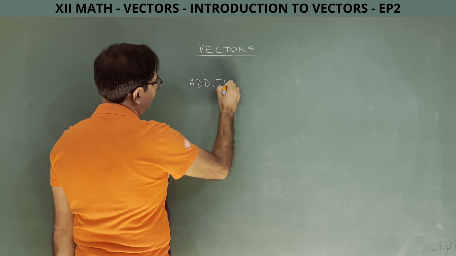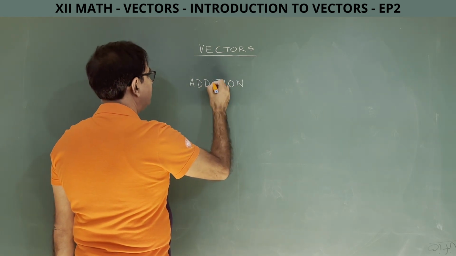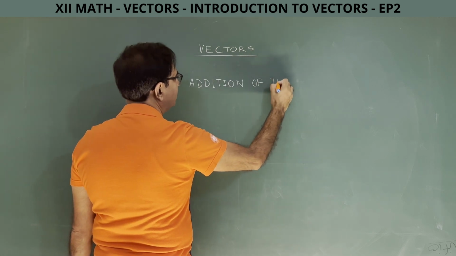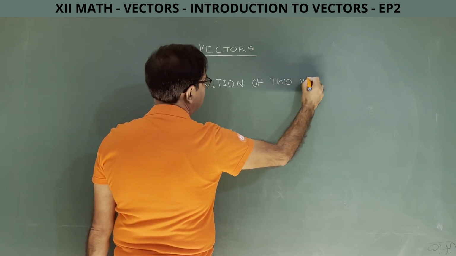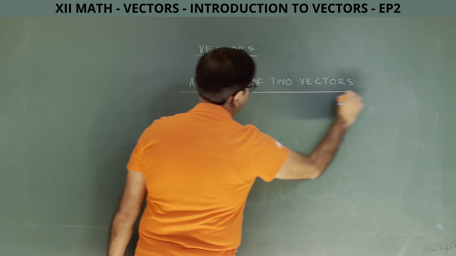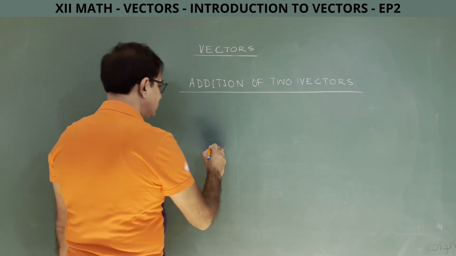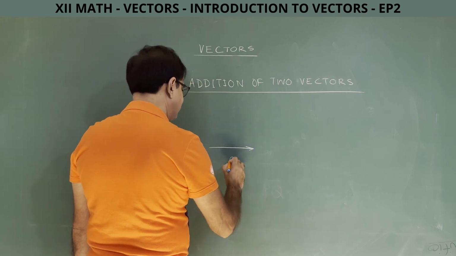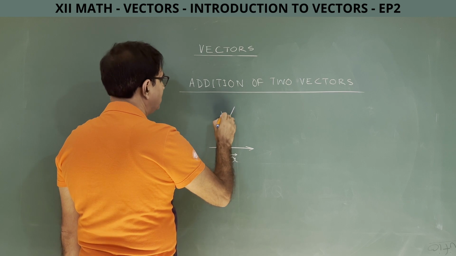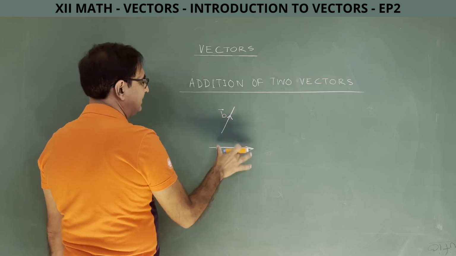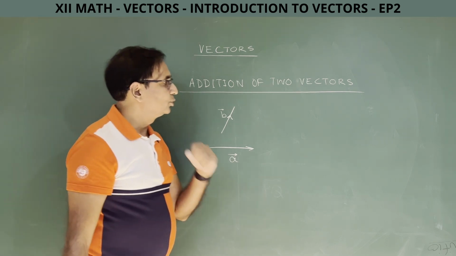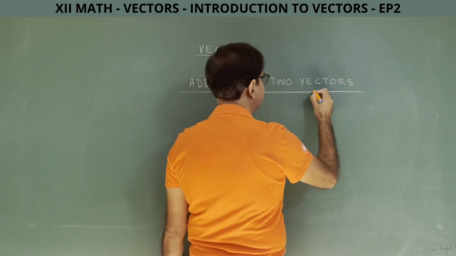So the next topic is addition of two vectors. How do I add two vectors? Suppose I am given a vector a, let me represent it by a small letter, and a vector b. They have specific length and specific direction, and you want to add them. So there are two rules to add vectors.